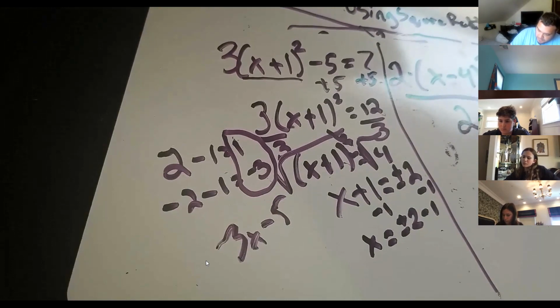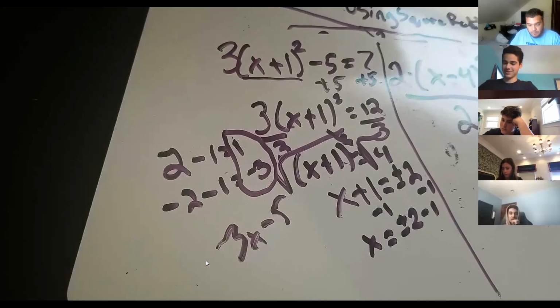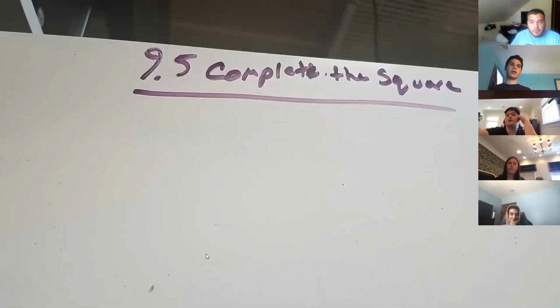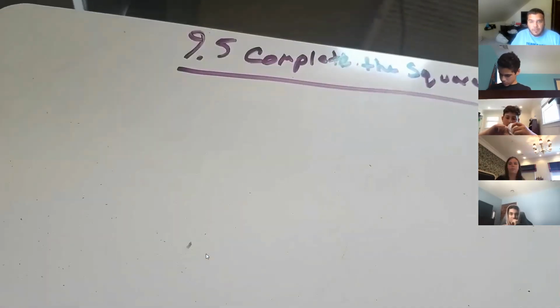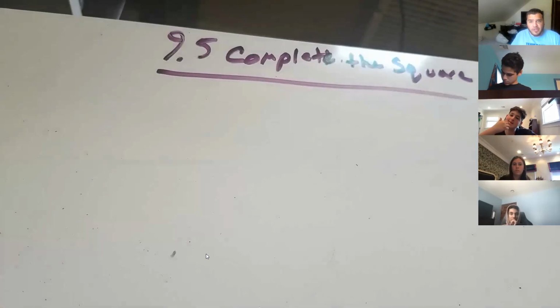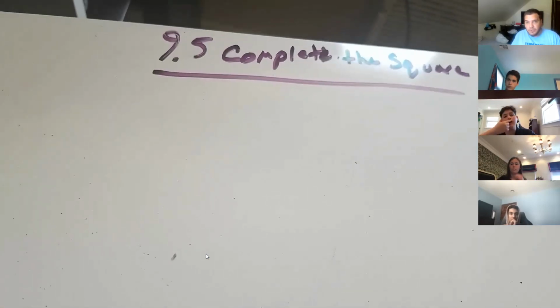If you want to title 9.5, it's completing the square. Wait, is this the rest of the lesson? This is going to be the second half of the lesson, yeah. Oh, okay. All right, so let's resume. I hope everyone can see my clean whiteboard now. Complete the square. That's what it's going to be called. If you ever need to Google more information on it, it's called completing the square.